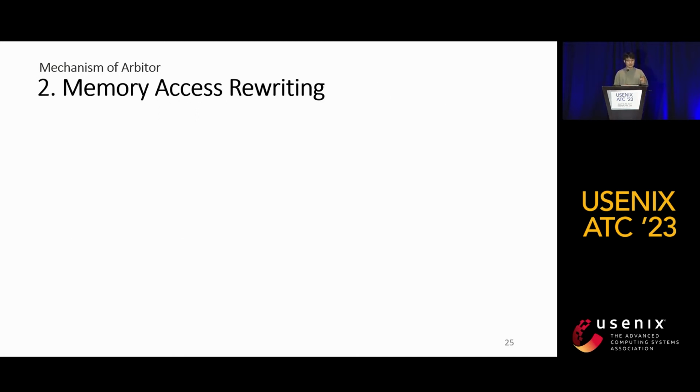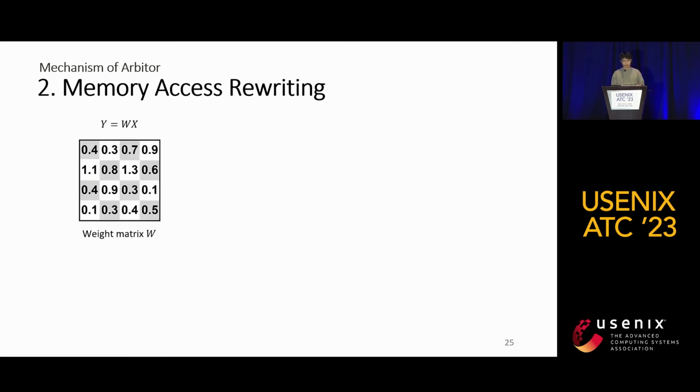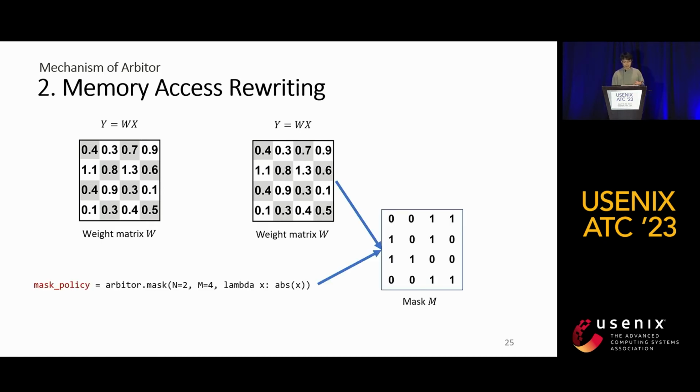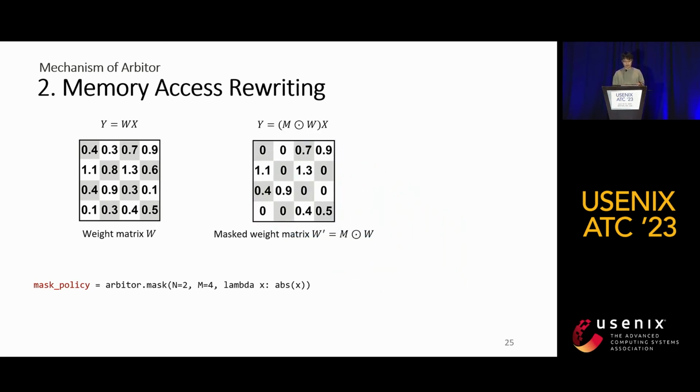Similarly, Arbiter overrides the memory access operations to enforce sparsity patterns on weight and gradient matrices to enforce sparsity-aware processing. Whenever the matrices are read during the training process, Arbiter dynamically generates the corresponding mask according to the user-provided mask policy and computes the element-wise product between the mask and the accessed matrix. Arbiter then replaces the access to the weight matrix with the masked weight matrix. This approach allows Arbiter to preserve the original matrices to handle dynamically changing sparsity patterns during training.